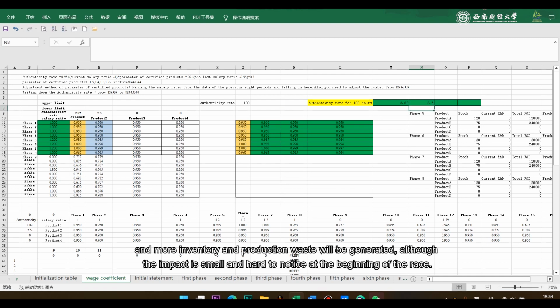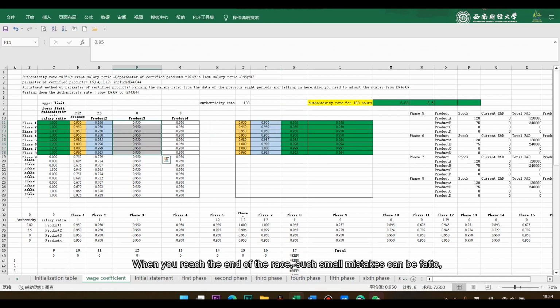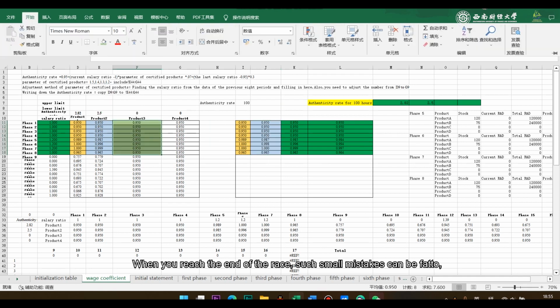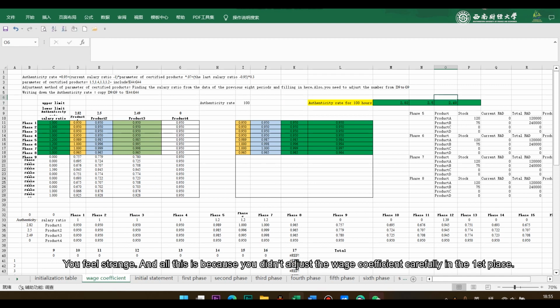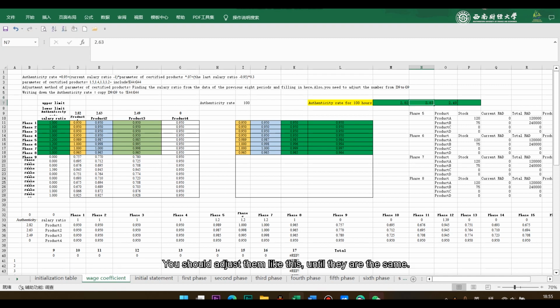Although the impact is small and hard to notice at the beginning of the race, when you reach the end of the race, such small mistakes can be fatal. Your expected profit will be difficult to achieve or always maintain a low level. You feel strange, and all this is because you didn't adjust the wage coefficient carefully in the first place. You should adjust them like this until they are the same.